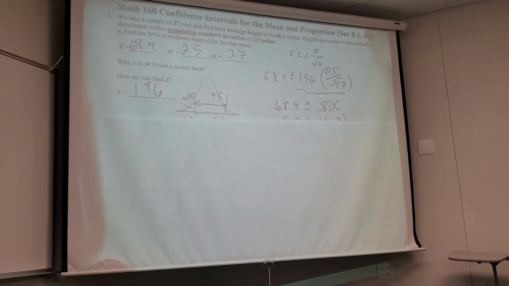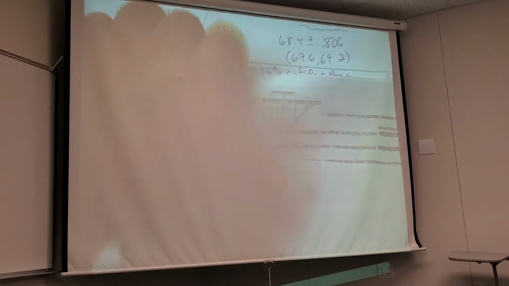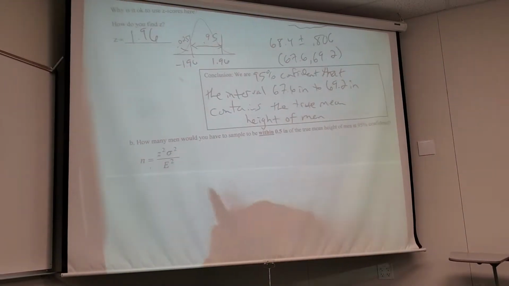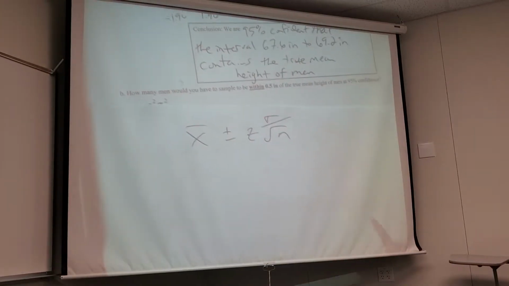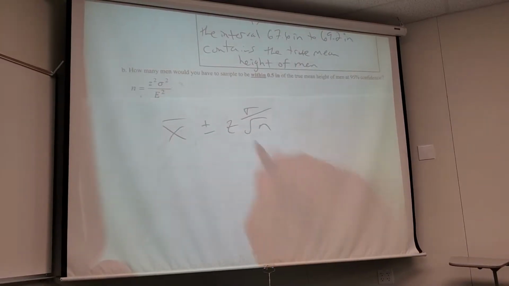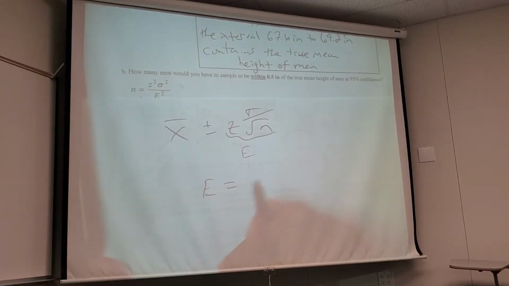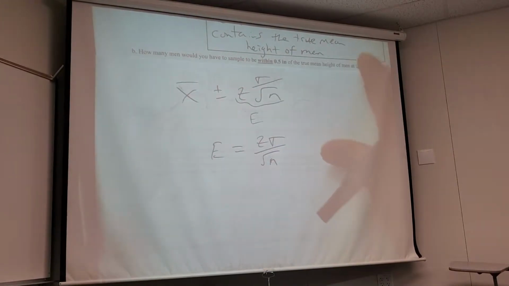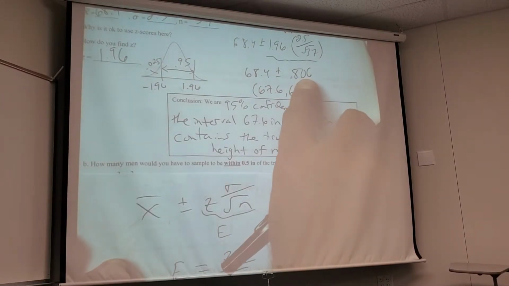Now, to figure out this part B. Let me write this down. What part of this was the error? Good. So the error is this. So let me write that down. The error is this. So how far off were we? We were off by 0.806 inches. It's pretty good.